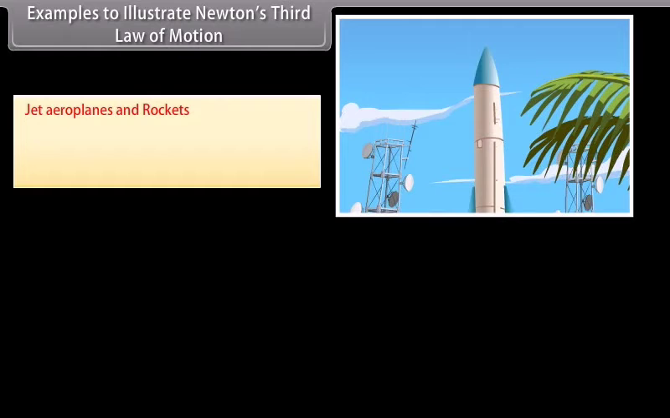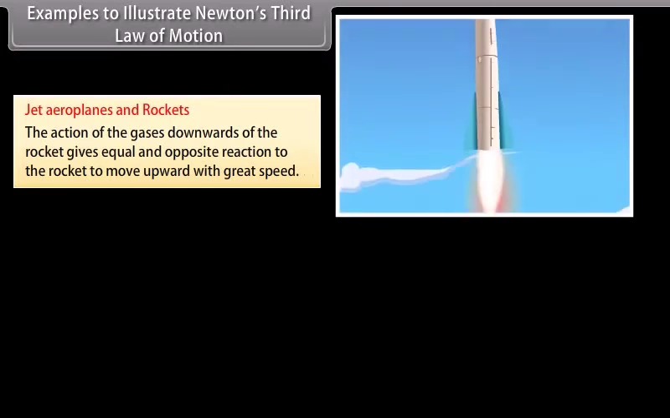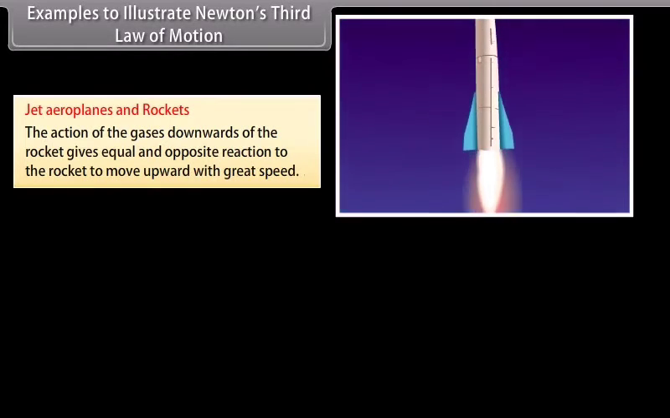Jet aeroplanes and rockets. The action of the gases downward gives an equal and opposite reaction to the rocket, causing it to move upward with great speed.